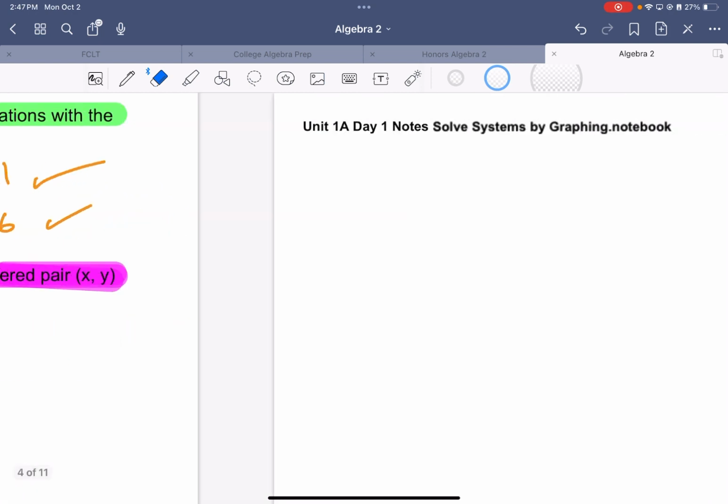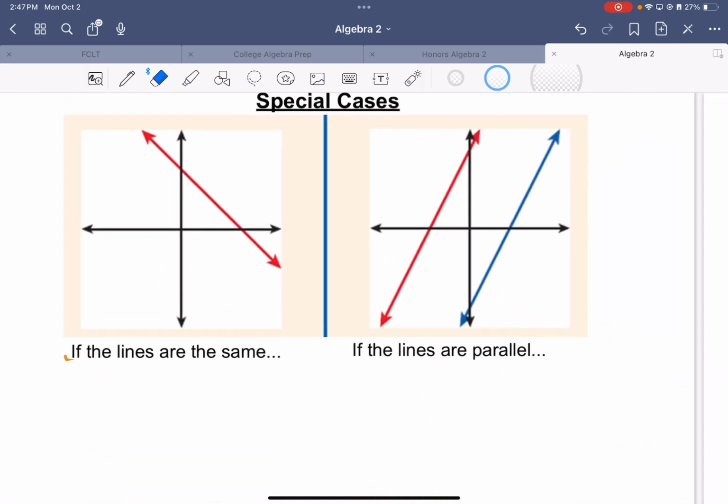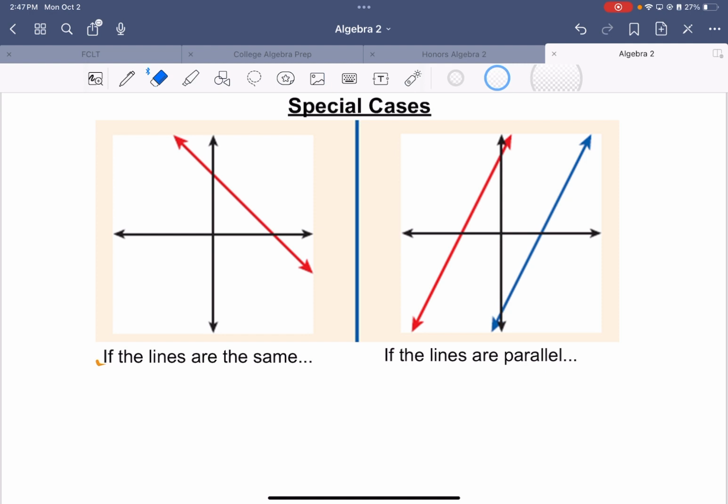Now, within systems of equations, there are two special cases. That's if the lines are the same. If the lines are the same, there are what we call infinitely many solutions, if they are the same line.